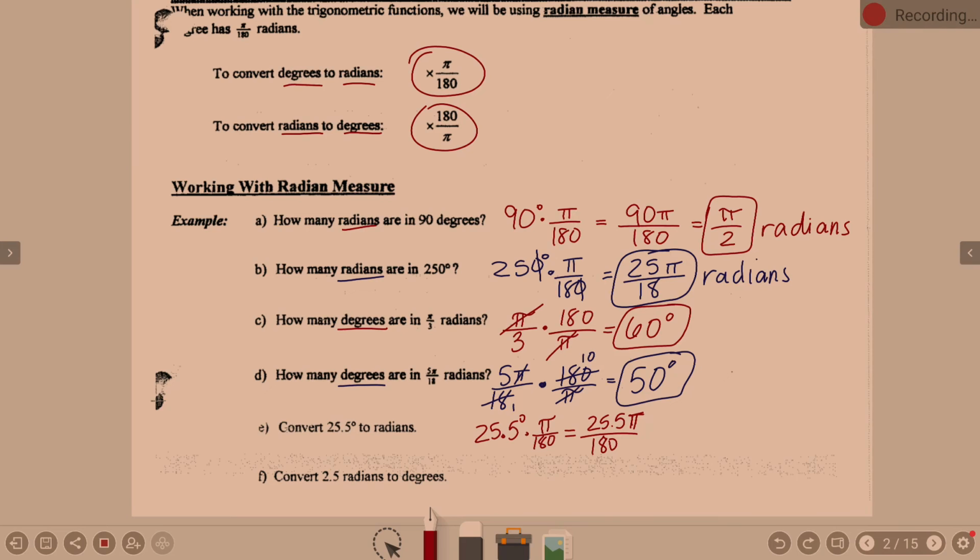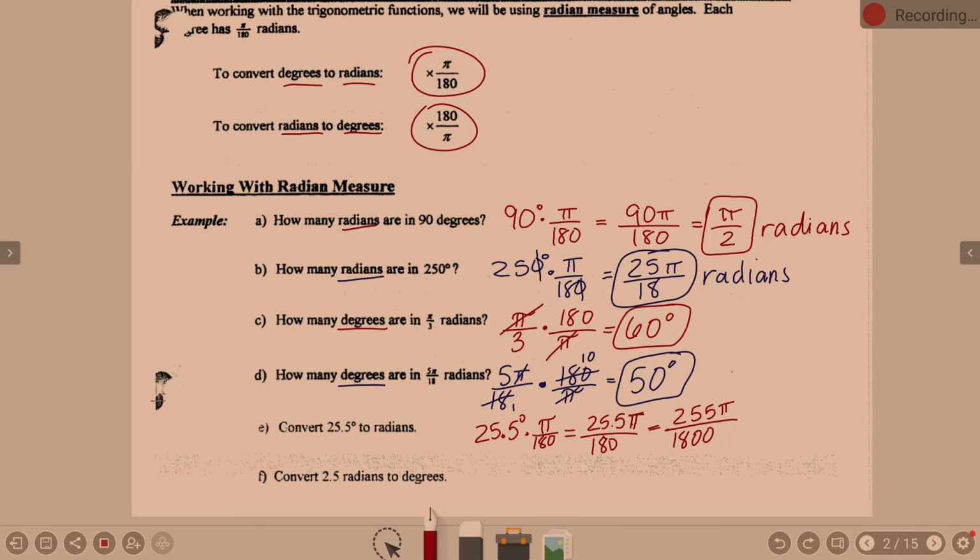So if I multiply this by 10, on top, 25.5 becomes 255 pi. 180 becomes 1800. Then can we reduce this? Yes. No. How calculator fluent are you? Divided by 5. Because here's the deal, guys.